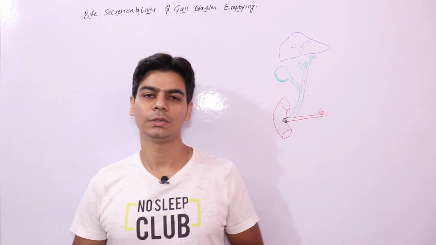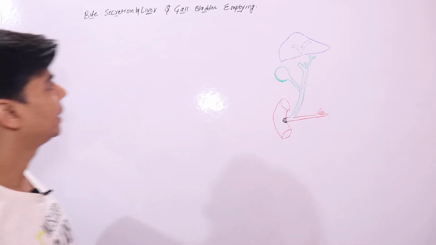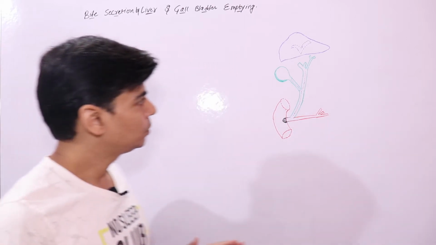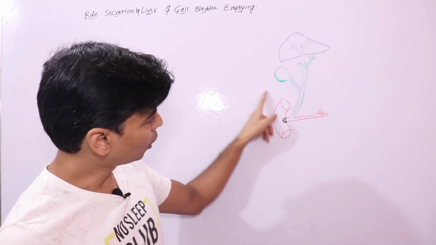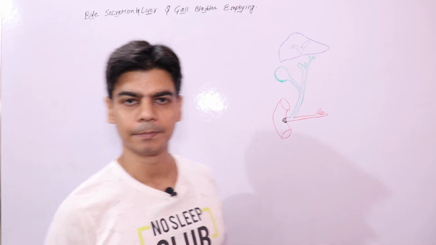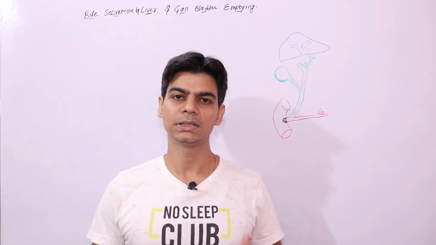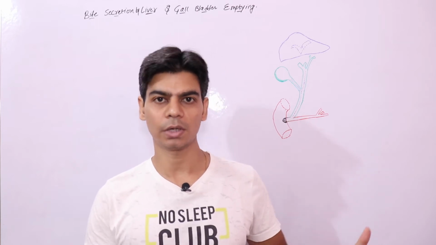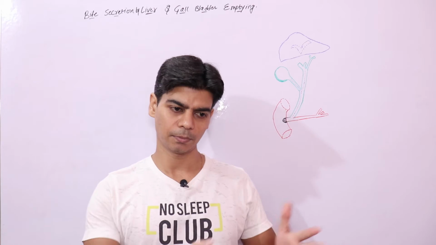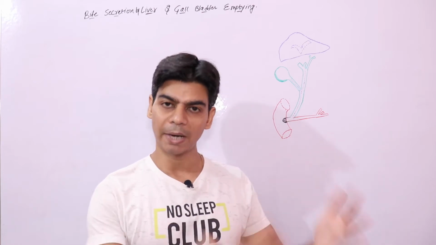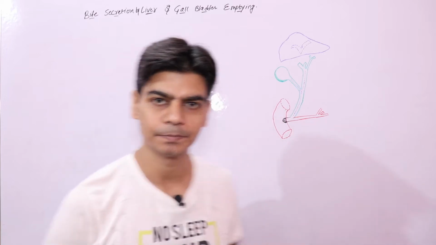In this video lecture, we will talk about bile secretion by the liver and gallbladder emptying. This is the diagram that shows the liver and the gallbladder, and you have a duodenum here. We know that bile is secreted by the liver and is stored in the gallbladder. So in this video lecture, we will talk more about what happens to bile when it is stored in the gallbladder and its secretion by the liver.